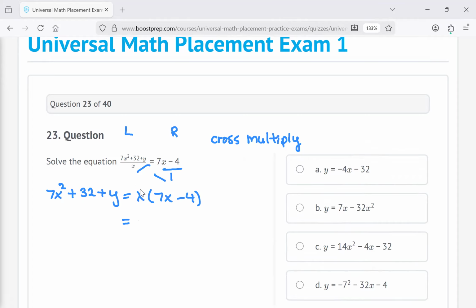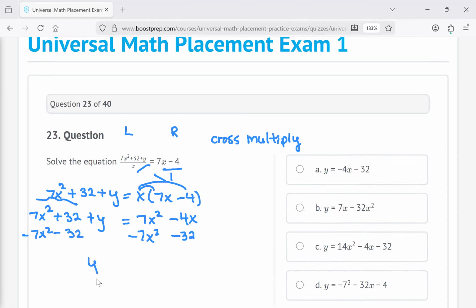Then on the right, roll this out. So this is going to be 7x squared. x times negative 4 is negative 4x. And then on the left, it is 7x squared plus 32 plus y. If you look at all the choices, they want you to solve for y, right? So I think it's best to move this whole thing to the right. So I'm going to subtract 7x squared, subtract 32. So this cancels. We're left with negative 4x and negative 32. A.